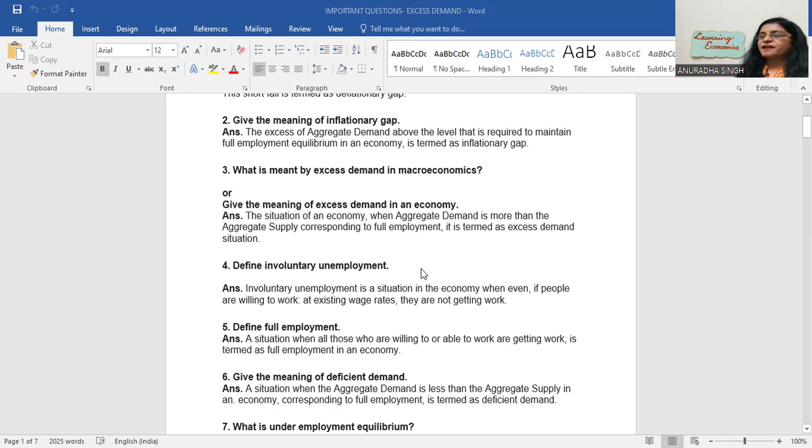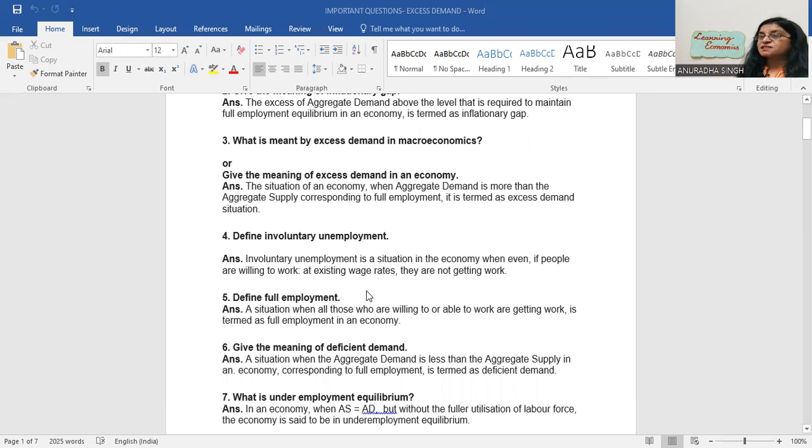What is involuntary unemployment? That we have already discussed. People are willing to work, but they are not getting work. That is involuntary. Voluntary means when people are getting work, but they do not want to work. What is full employment? It is a situation when all those who want to work are getting work. All those people who want to work are getting work. This is the situation of full employment.